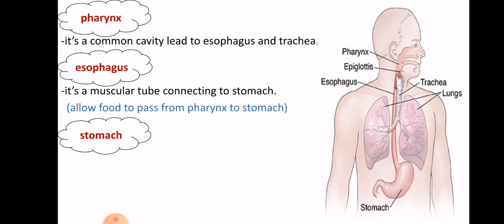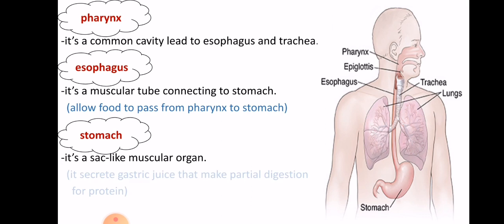The stomach is a sac-like muscular organ. It's like a sac because it makes contraction and relaxation. Its function is to secrete gastric juice. This gastric juice helps the partial digestion of the protein. As we know, the food is digested initially in the mouth cavity with the help of the salivary glands as it converts the starch into sugar. Here is the second part of the digestion, which takes place in the stomach.